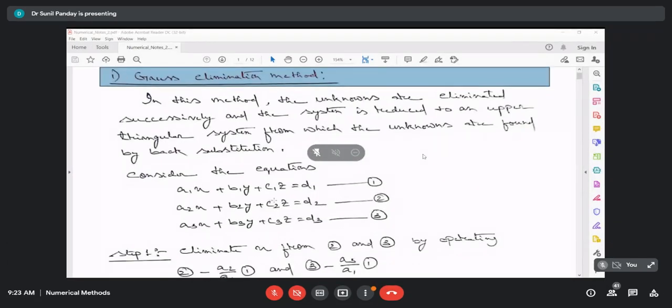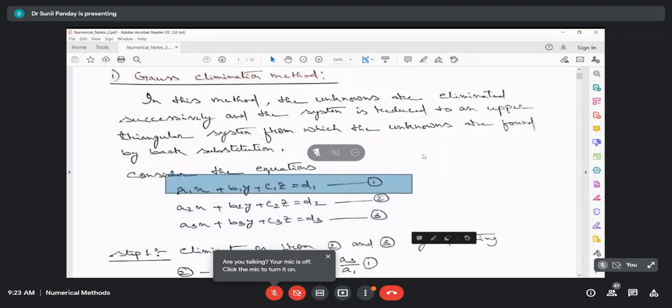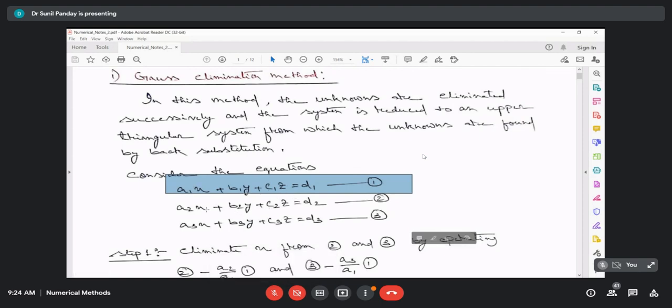Like we have these three, in particular, we are taking three equations. So these are the unknown x, y, and z, and a1, b1, c1, d1 are known to us. And we have to find the x, y, z such that they satisfy these three equations.